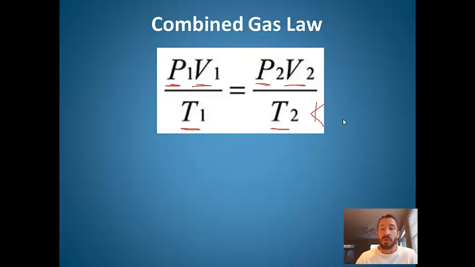And if you don't remember, we studied Kelvin, we used that temperature value earlier in the year. To convert to Kelvin, you just take the temperature in Celsius and add 273 to it.